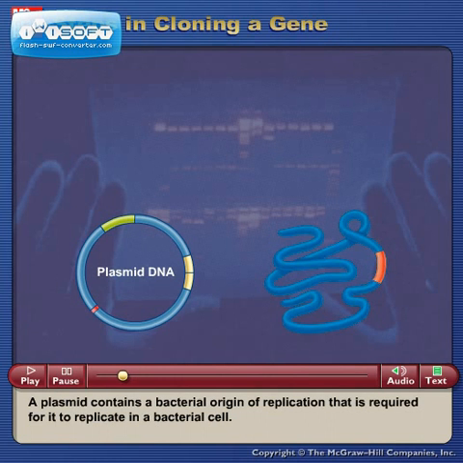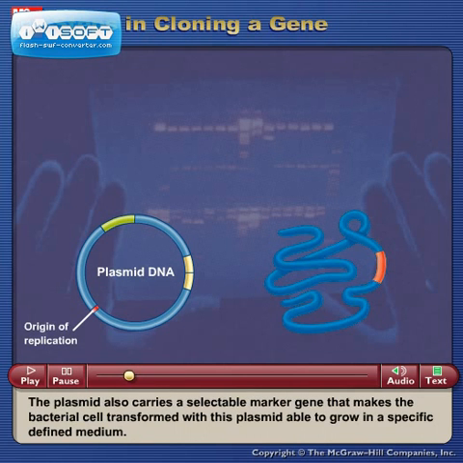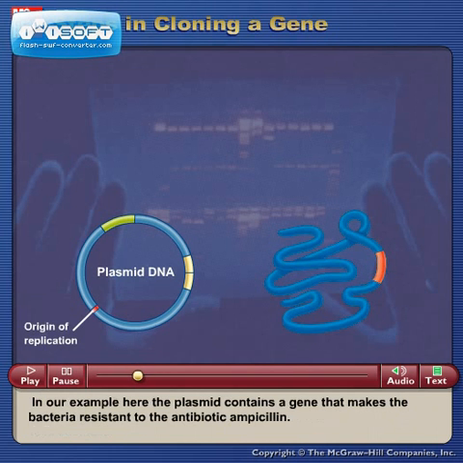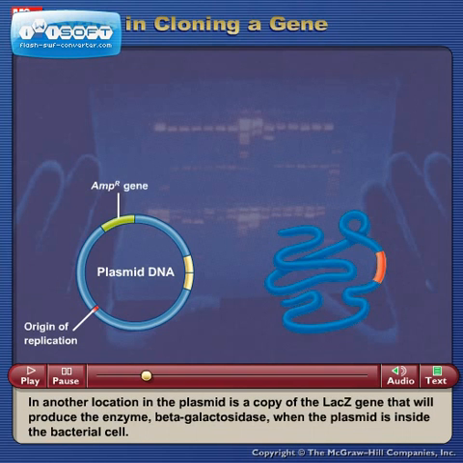A plasmid contains a bacterial origin of replication that is required for it to replicate in a bacterial cell. The plasmid also carries a selectable marker gene that makes the bacterial cell transformed with this plasmid able to grow in a specific defined medium. In our example here, the plasmid contains a gene that makes the bacteria resistant to the antibiotic ampicillin. In another location in the plasmid is a copy of the LAC-Z gene that will produce the enzyme beta-galactosidase when the plasmid is inside the bacterial cell.